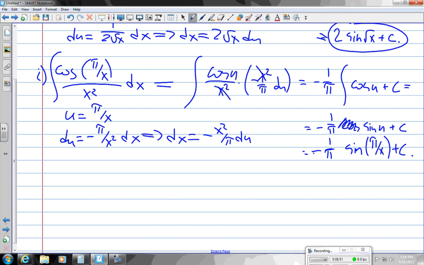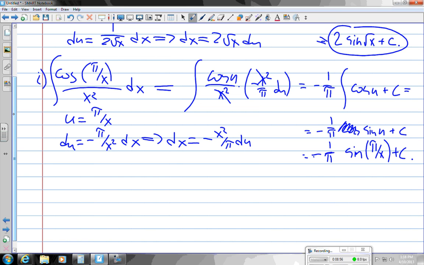Is that okay? So, any questions on the first set of integrals? I didn't do some of the first ones, but you should be okay with the first 3 at least. All right, well, let's keep going.